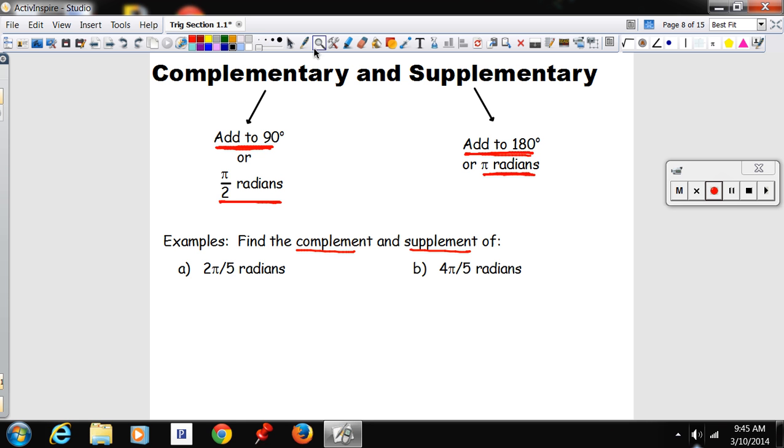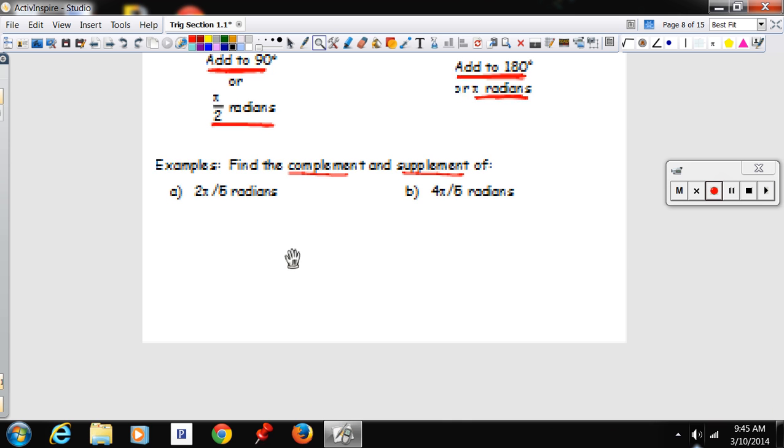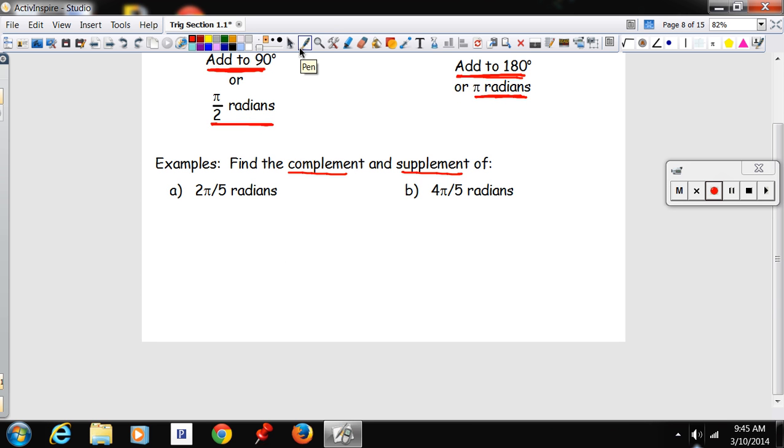I'm going to move it up just a touch. Okay, find the complement and supplement of each angle. So let's review for a second. What if I wanted to find the complement of 50 degrees? You take 90 and you subtract 50 and you get 40 degrees. So 40 degrees and 50 degrees would be your complementary angles.